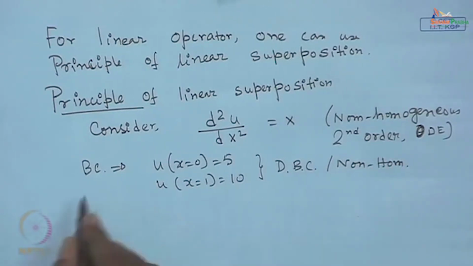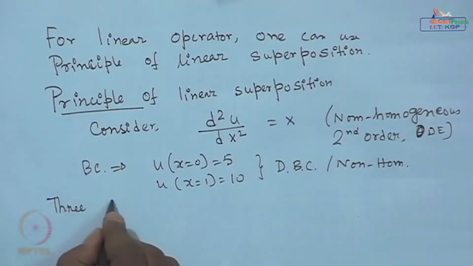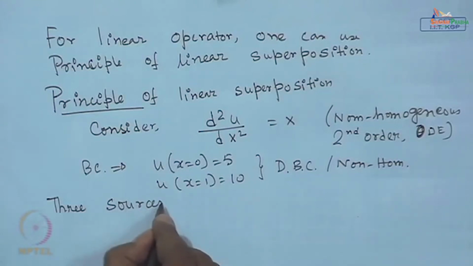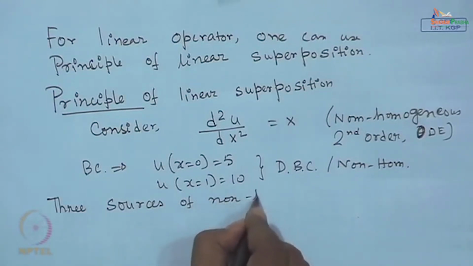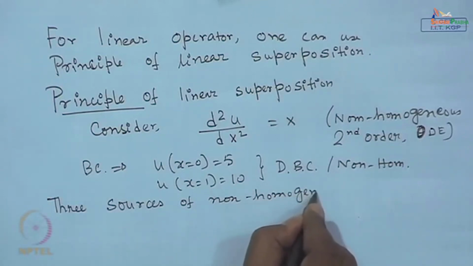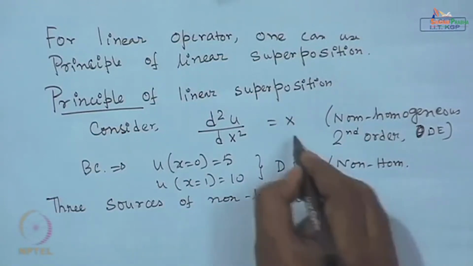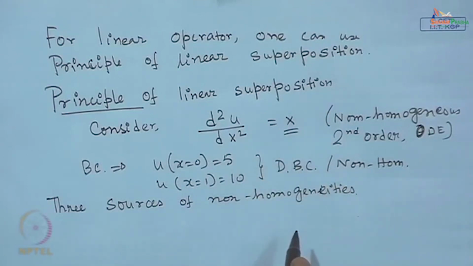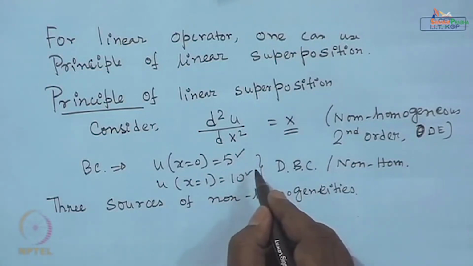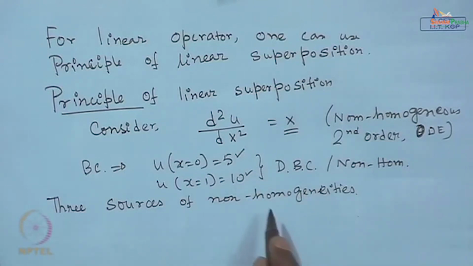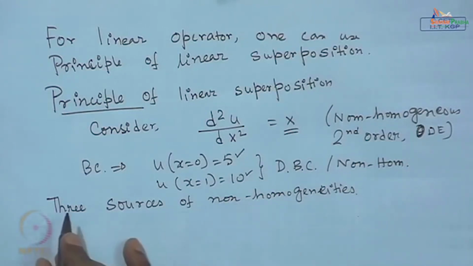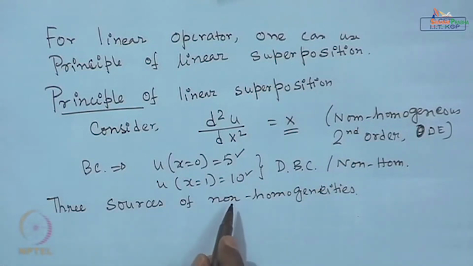So, now there are three sources of non-homogeneities in this particular problem. One non-homogeneity is occurring at the differential equation, the second non-homogeneity is occurring in the first boundary condition, and the third non-homogeneity is occurring at the second boundary condition. Then what we can do is break down this problem into three sub problems considering one non-homogeneity at a time, and then we get the solution of each sub problem and add them up, and we will be getting the complete solution.